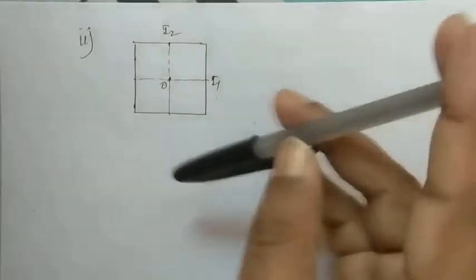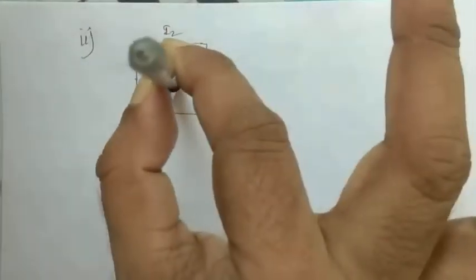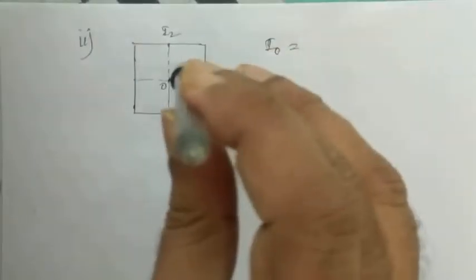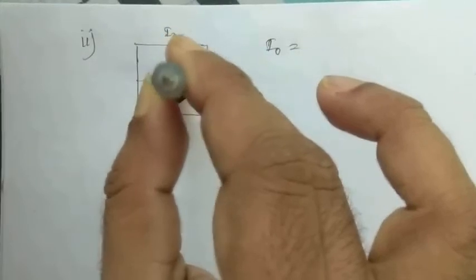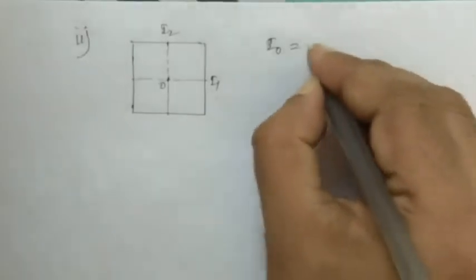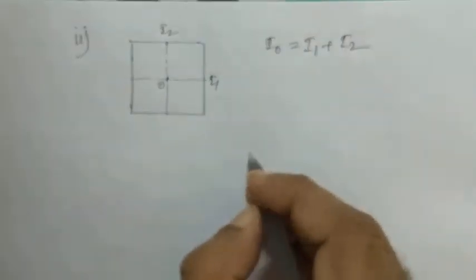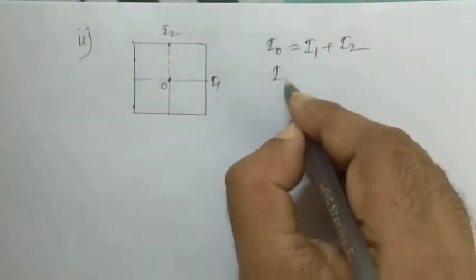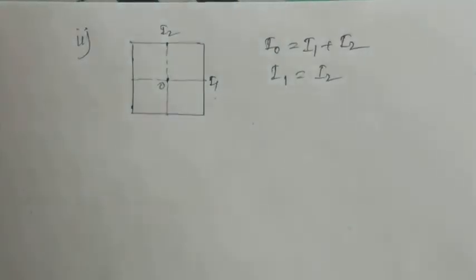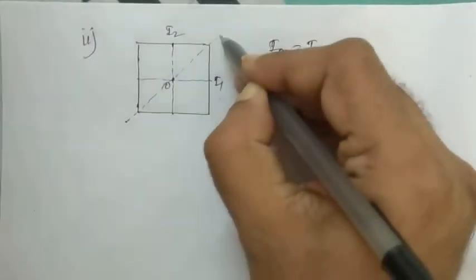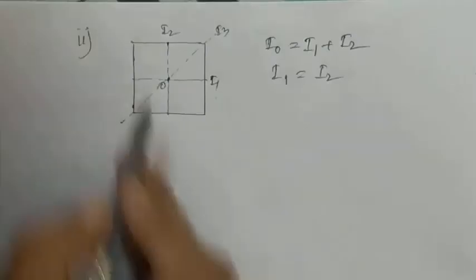Now if we keep an axis here at O perpendicular to the plane of the square lamina, name it as IO. So IO is the axis perpendicular to the plane of the lamina at point O, or rather the center of the square. So IO must be equal to I1 plus I2, and we all know that according to the symmetry, I1 must be equal to I2.